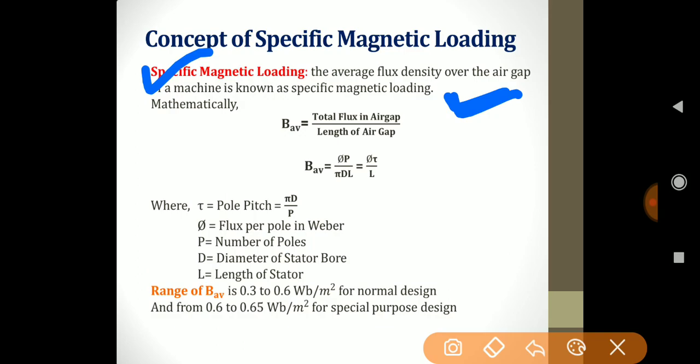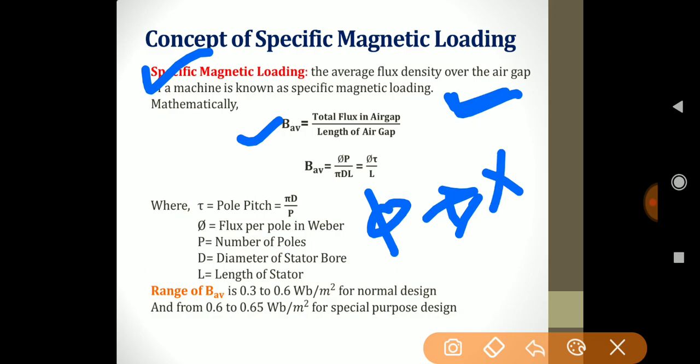Mathematically, the average value of this flux density, B_av, is given by total flux in air gap divided by length of air gap, as given in the definition. Average flux density over the air gap means over the length of air gap. Hence it is given by phi p divided by pi D L. Here phi is generally flux per pole, so we need to multiply it with the number of poles in order to get total flux, then divide by the length of air gap.